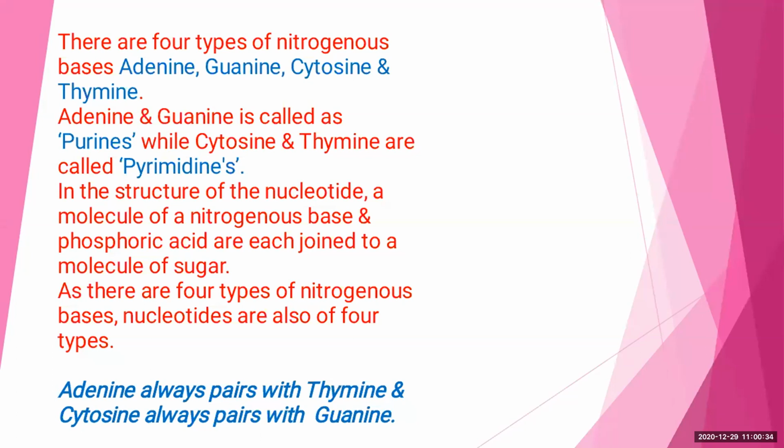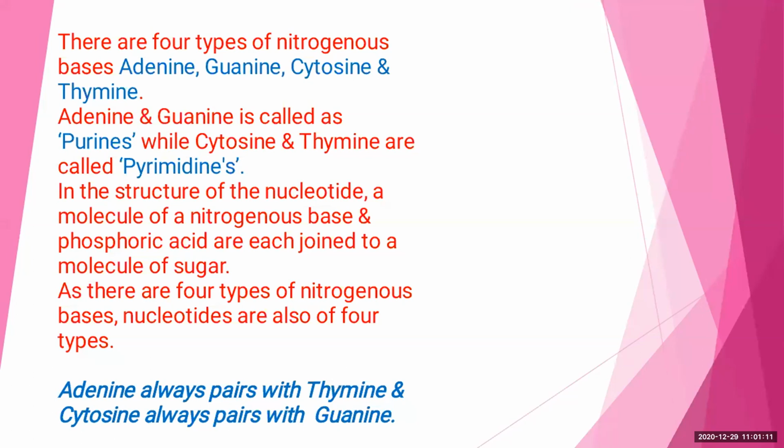So there are four types, and I'll revise again so that you remember these words. These are important words. There are four types of nitrogenous bases: adenine, guanine, cytosine, and thymine. Adenine and guanine are purines, while cytosine and thymine are called pyrimidines. In the structure of a nucleotide, a molecule of the nitrogenous base and phosphoric acid are each joined to the molecule of sugar. As there are four types of nitrogenous bases, nucleotides are also of four types, right?